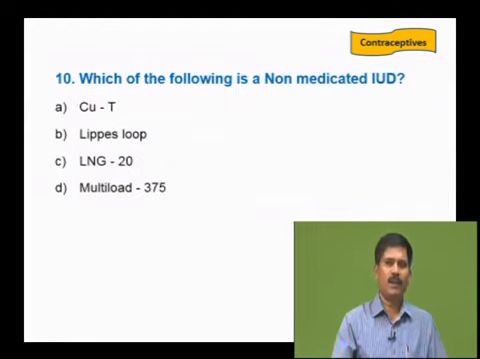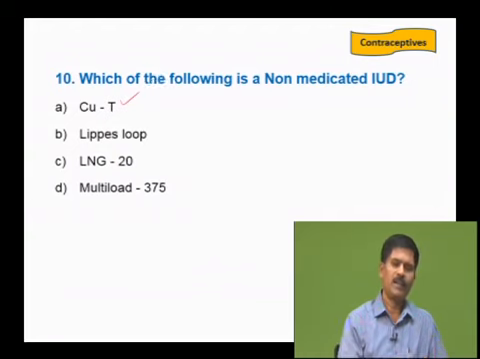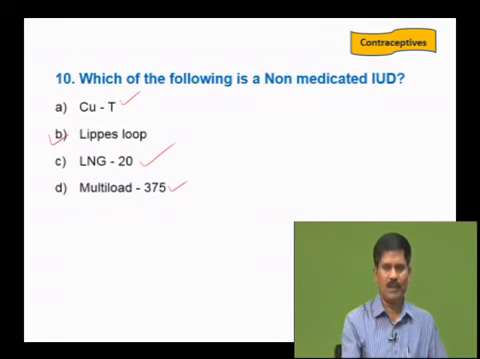Which of the following is a non-medicated IUD? You know that intrauterine devices fall into 3 categories: non-medicated, copper releasing and hormone releasing IUDs. Copper releasing IUD is not the right option. LNG20 is a hormone releasing IUD. This is also not the right option. Multiload 375 is also a copper releasing IUD. So these are copper releasing IUDs. Therefore, the right option is Lippes loop or spirals, and they are non-medicated IUDs.